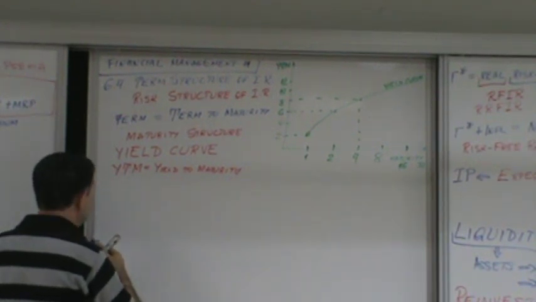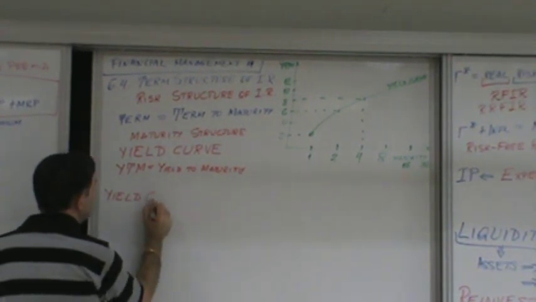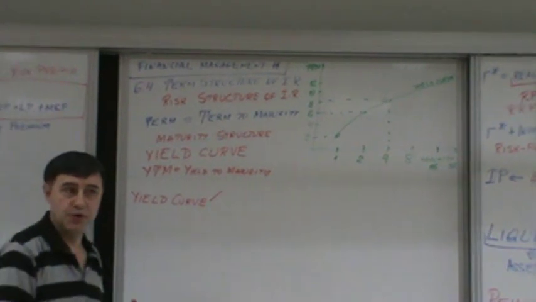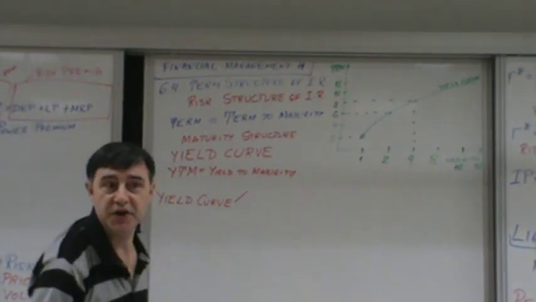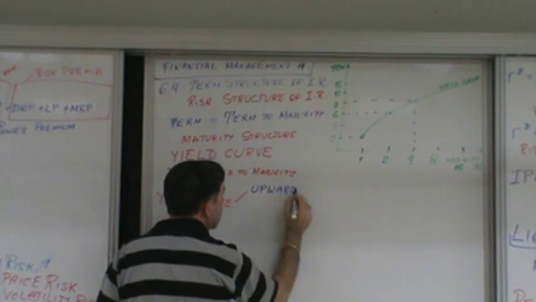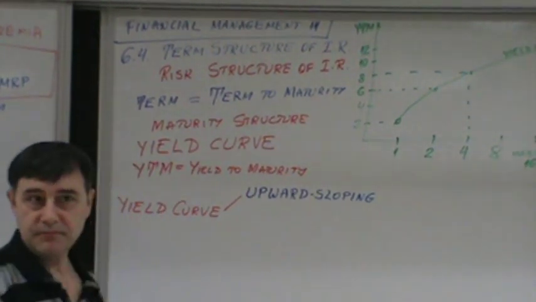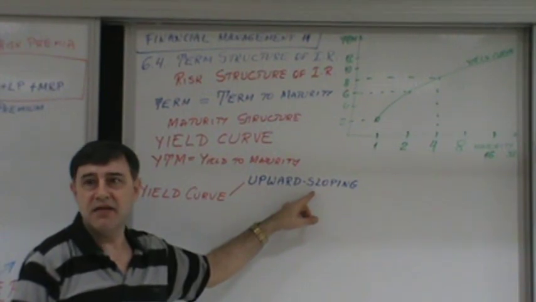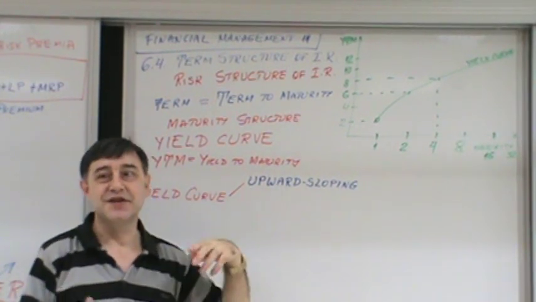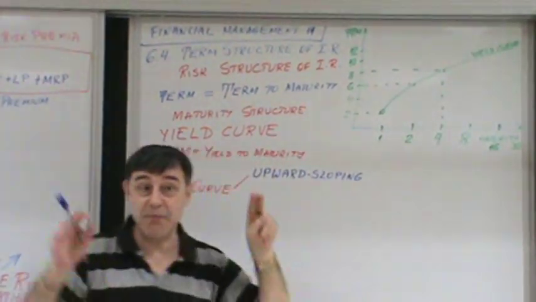So, let me see how I do this. I'll do it like this. Yield curve. I'm going to use the blue one here, and I'm going to say upward sloping. And we have two definitions. So we call this upward sloping yield curve. It's a yield curve which slopes upward. This is an upward slope. So what does upward slope mean?